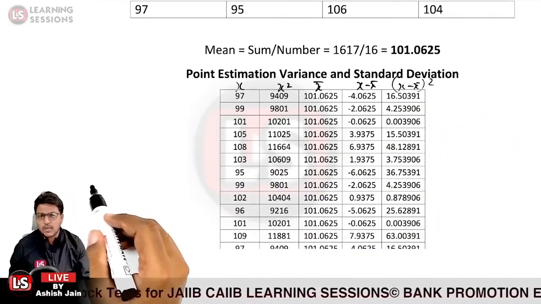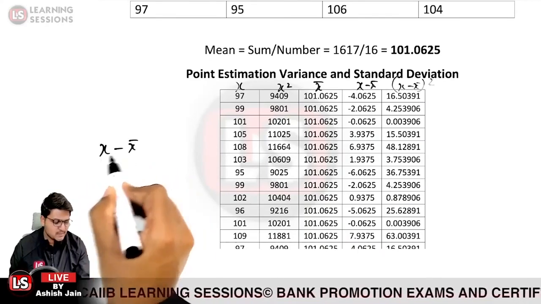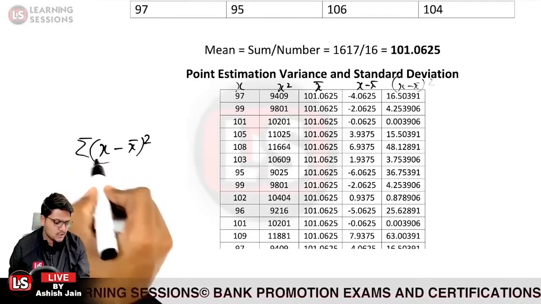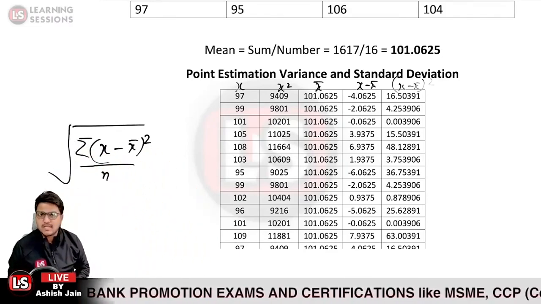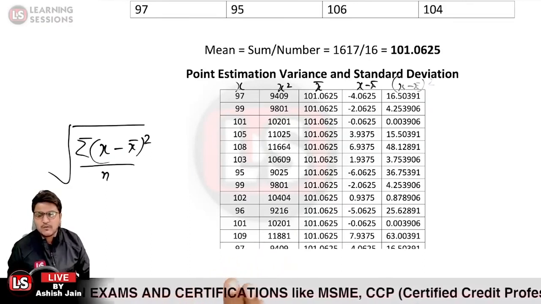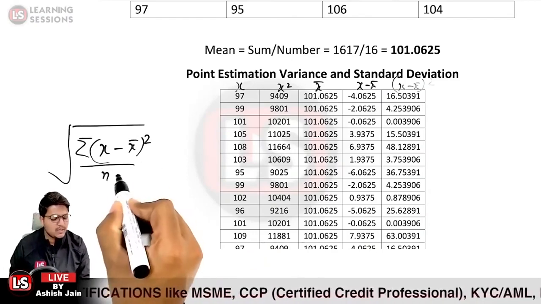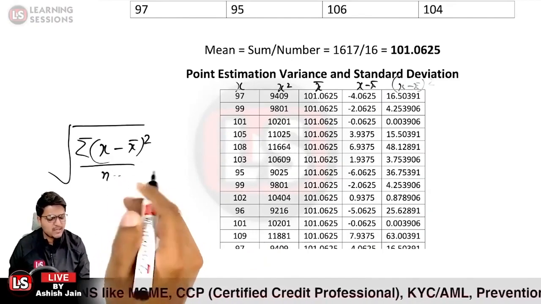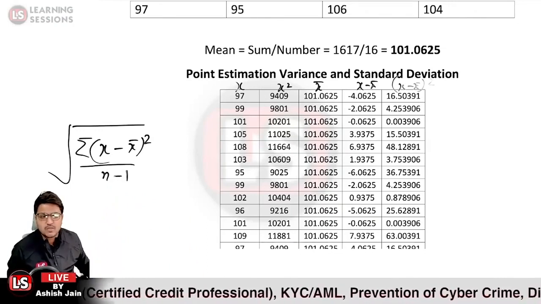If we want to calculate the standard deviation, what is the formula? The formula is the summation of x minus x bar whole square divided by n, and under root of the same. That is the formula related to the standard deviation. But in this particular formula there is a biasness. That is why in the denominator we replace the term n by n minus 1, so as to remove the biasness.